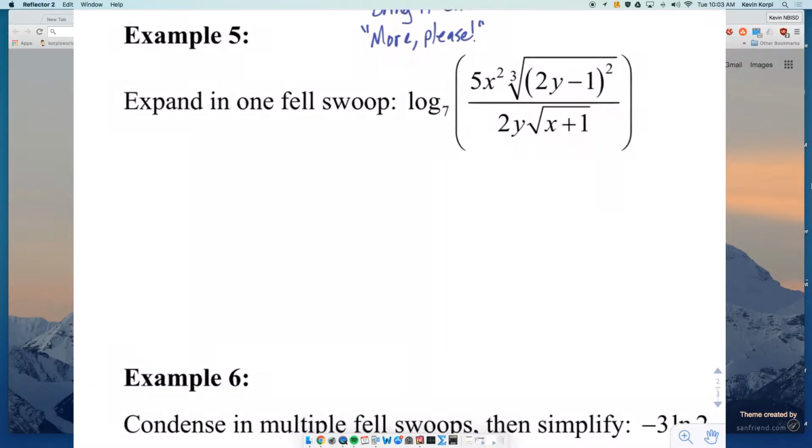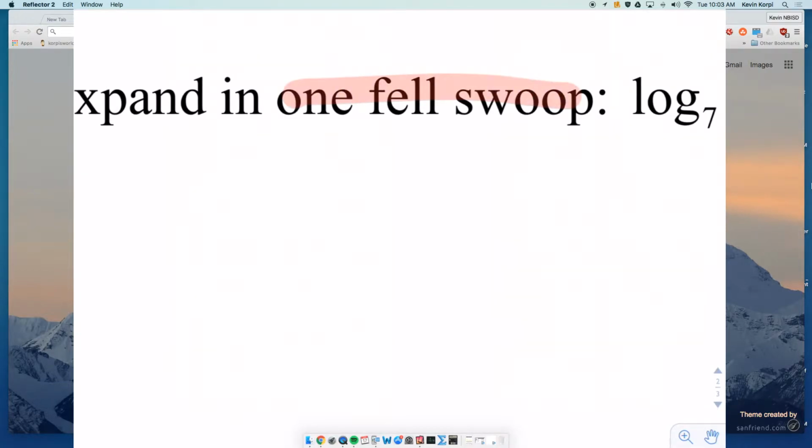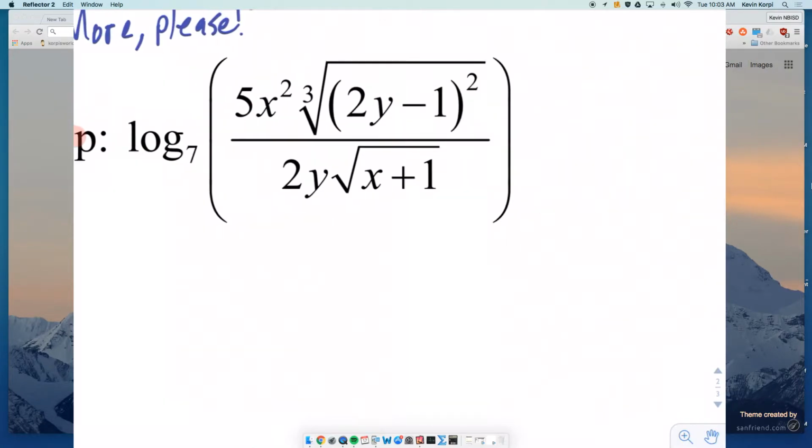All right. Example 5, expand in one fell swoop. Now, what does one fell swoop mean? Yeah, in one step. Right, in one step. So we're not going to do it in two fell swoops, one fell swoop. Now, here's the idea behind expanding in one fell swoop.